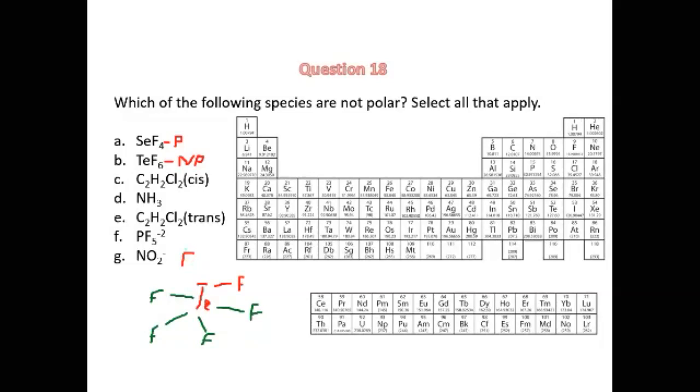So next we have C2H2Cl2, the cis isomer, and we want to know whether it's polar or nonpolar. You should have touched on this in Gen Chem 1, the difference between cis and trans. Cis means that the 2 chlorine atoms are pointing in the same direction, and trans means that the 2 chlorine atoms are pointing in opposite directions. So obviously if one is polar, the other one's going to be nonpolar. Let me draw those 2 for you.